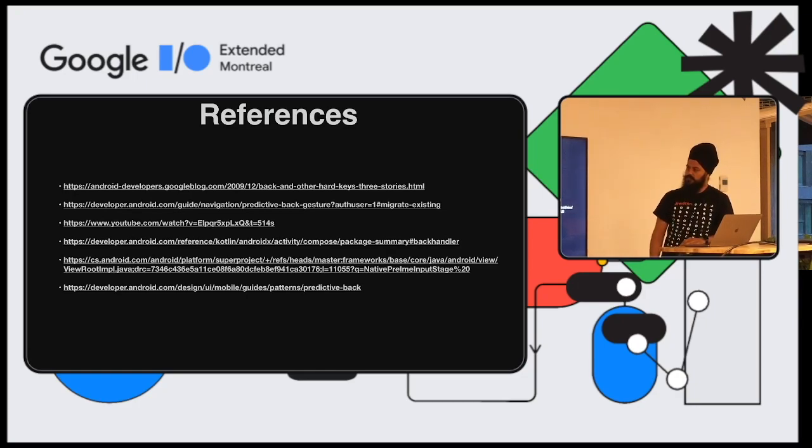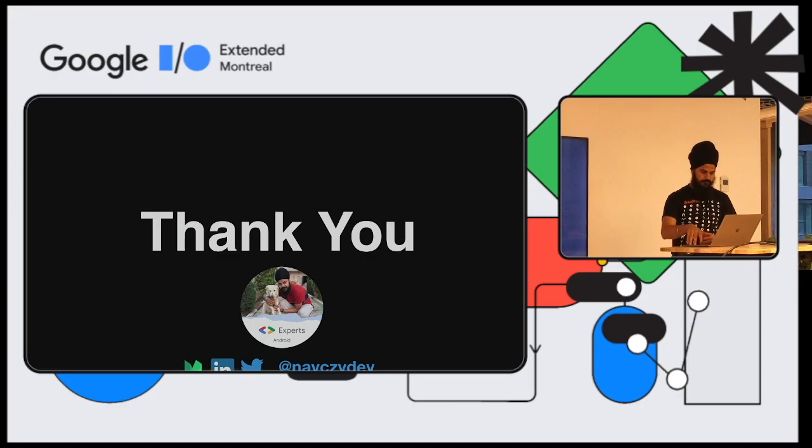And here are a couple of references. The first link is about the story of the hard keys, why they moved from key down functions to onBackPress, and the rest are all about the latest and recent updates for back press, or the predictive back gesture, in Android.